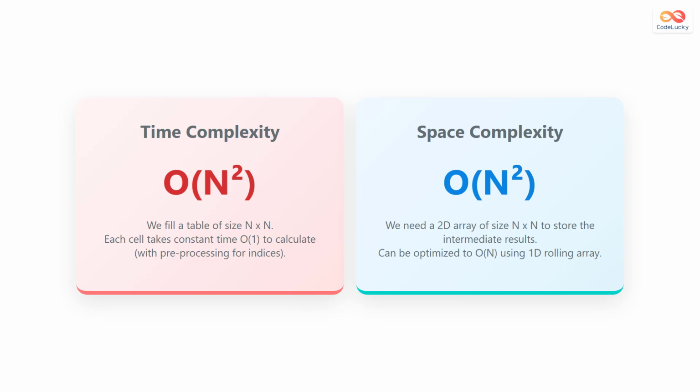Let's look at the complexity. We are filling a table of size n by n since calculating each cell takes constant time after some preprocessing. Our time complexity is O(n^2). The space complexity is also O(n^2) for the table.